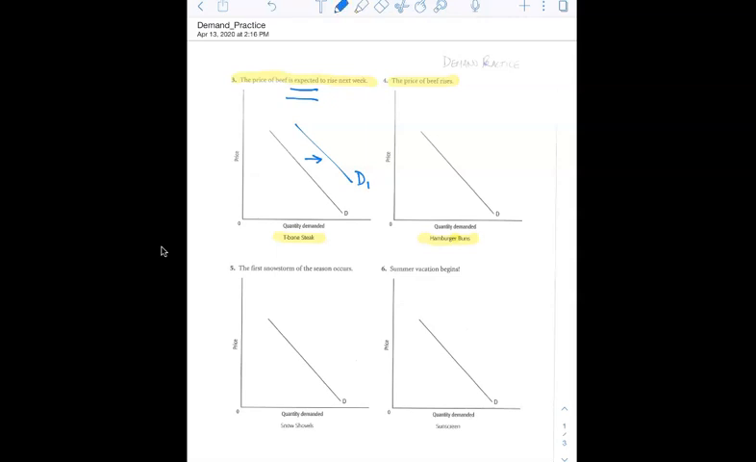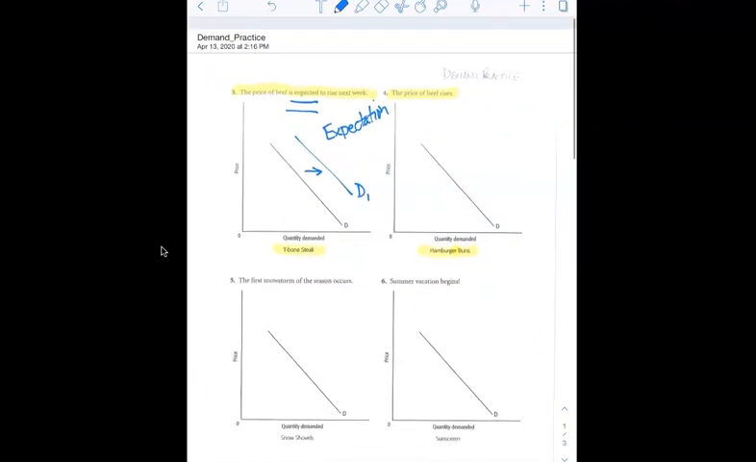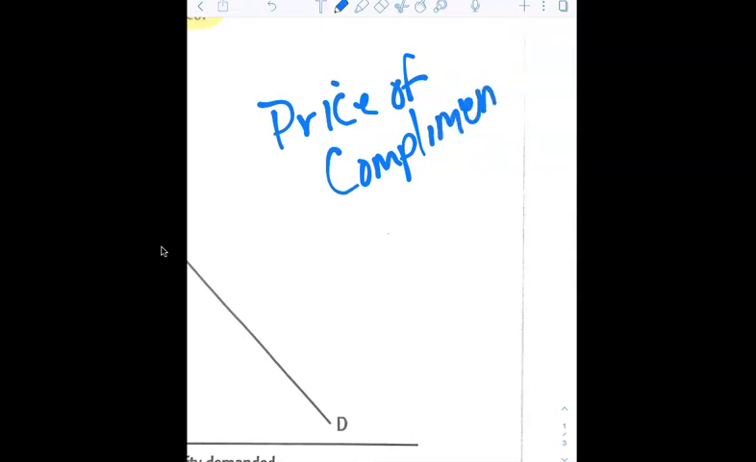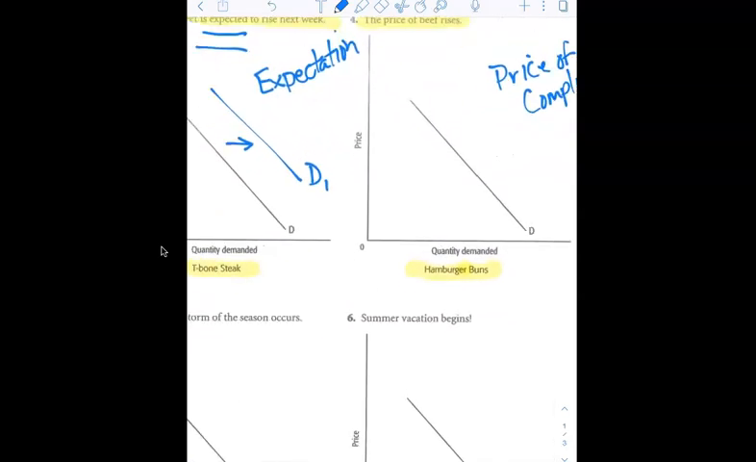Now let's look at the next one, hamburger bun market. If we're told that the price of beef did rise, well, now we're looking at two goods that go hand in hand, right? You want to put beef inside of a hamburger bun. I'm going to write down expectations here for you, so that way you have the shifter. The price of beef rising means that it's going to be more expensive to buy hamburgers. So we have the price of a complementary good changing. Our demand for hamburger buns should decrease or shift to the left. So we'll draw an arrow to the left of the demand curve.